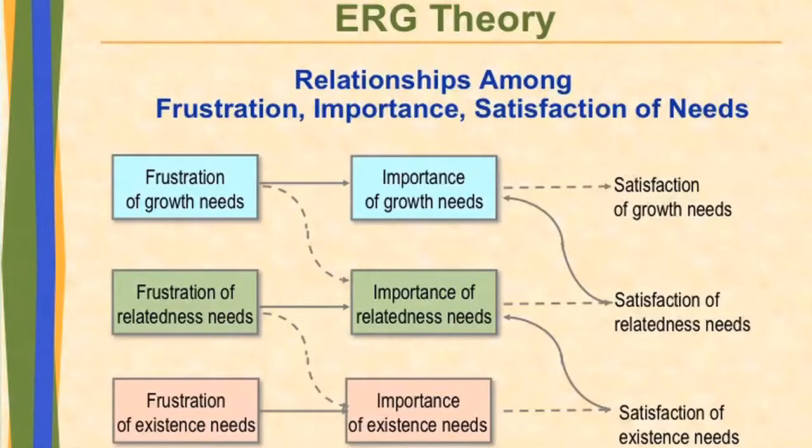And so this particular chart shows the importance of growth needs, the importance of relatedness needs, and the importance of existence needs, and what happens. You either have frustration or you have satisfaction.